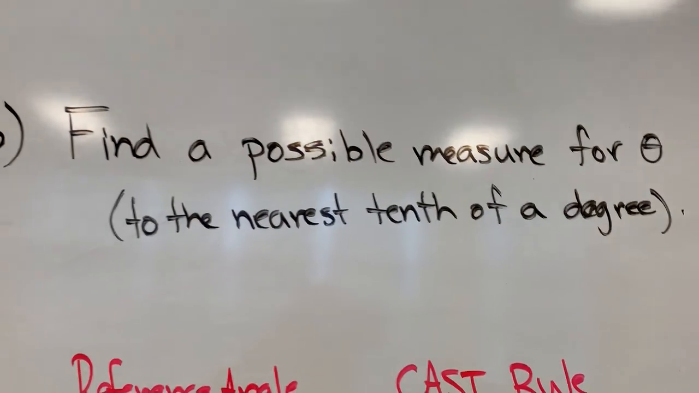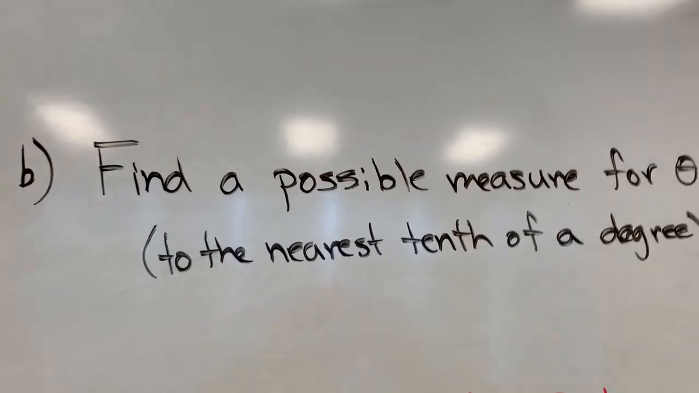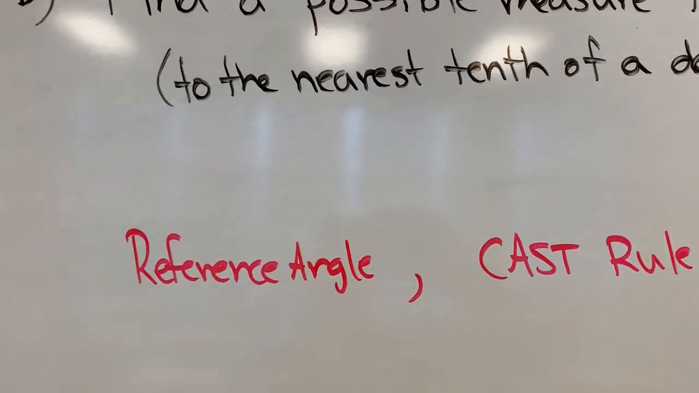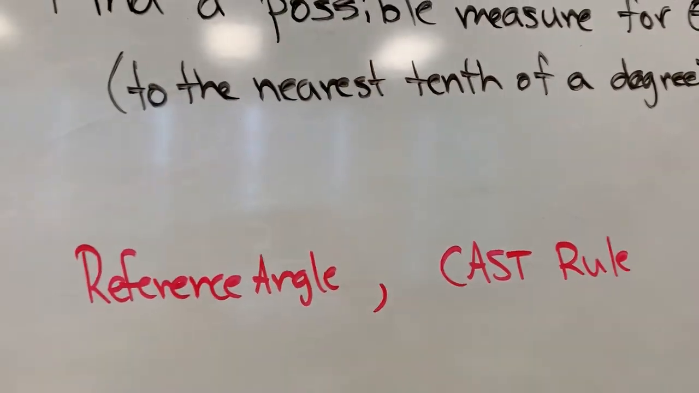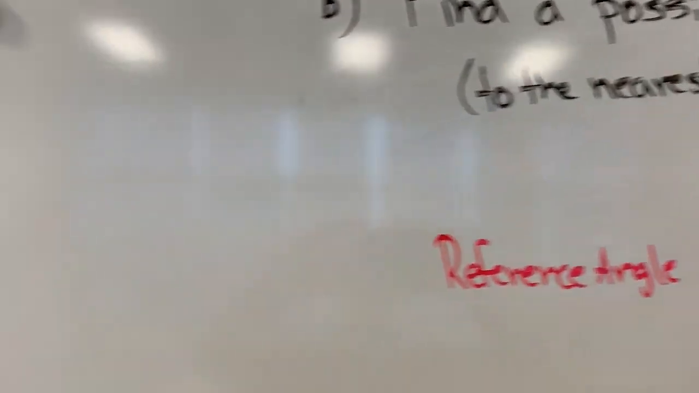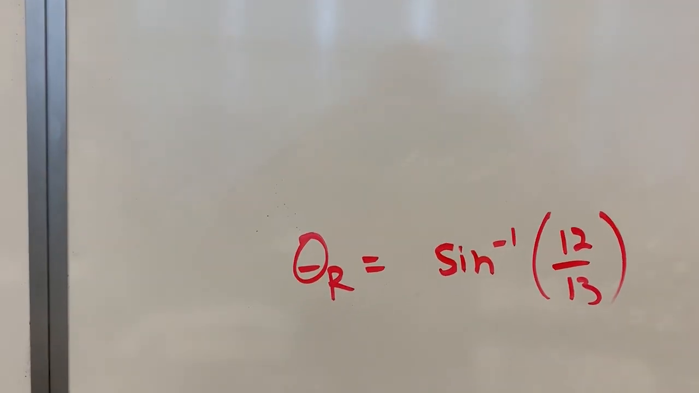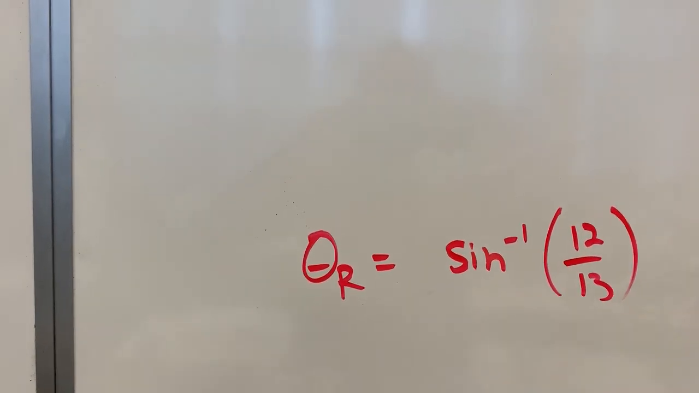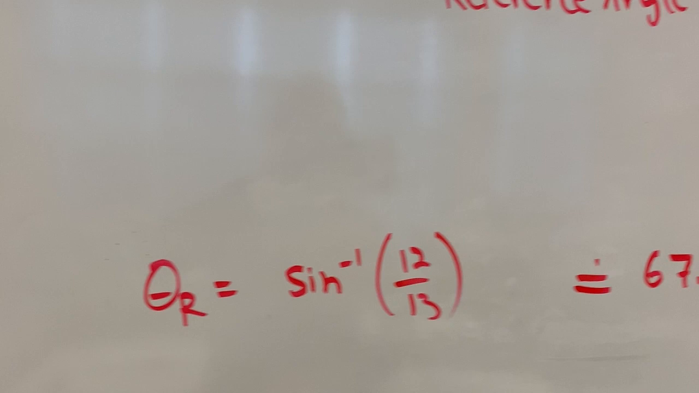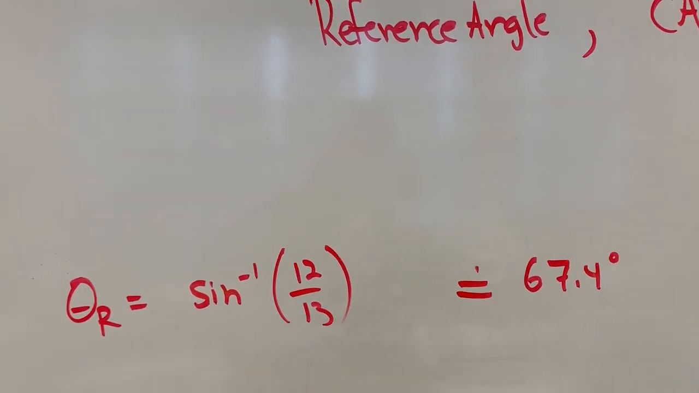But let's say in part B, they ask us, find a possible measurement for that angle. How big an angle could that be? Well, I want you to think reference angle, cast rule, or at least reference angle, and then what quadrant am I in? We have way more than enough information to do this question because we know what sine equals, we know what cosine equals, we know what tan equals. Truth is, we only need one of those, because if I do inverse sine of 12 over 13, I'll get a reference angle for theta.